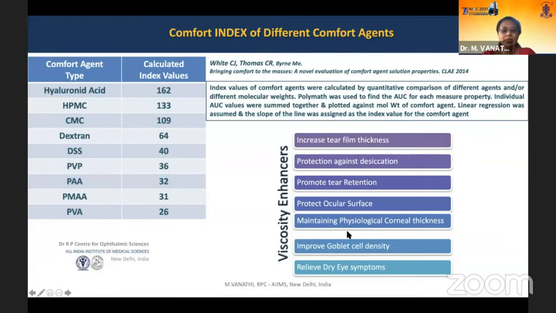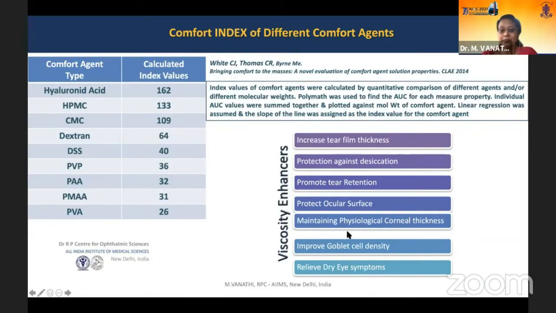This is an interesting study which I always recommend you go back and look up. When you looked at the comfort index of the various viscosity enhancing agents, you did find that the comfort index of hyaluronic acid, HPMC, and CMC scored far above the other PVP and PEG molecules here. So that's how a combination of these molecules really helps when you have a combined dry eye disease.